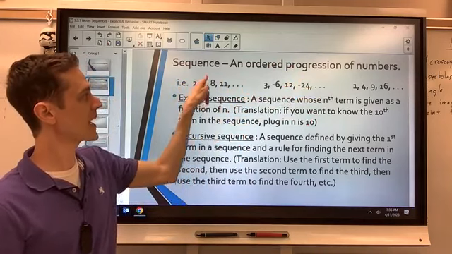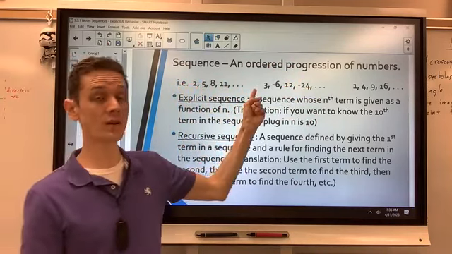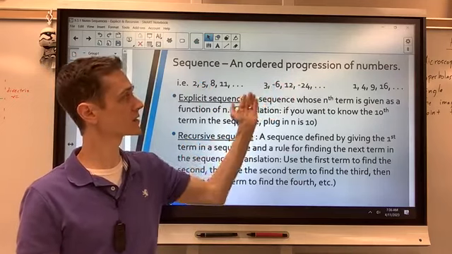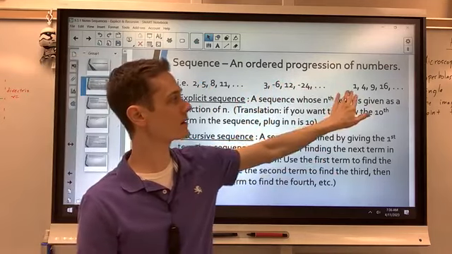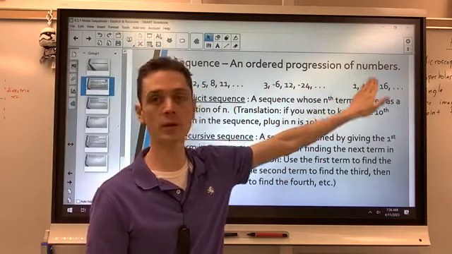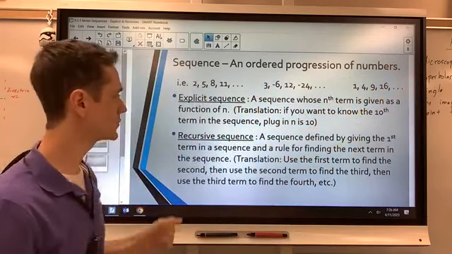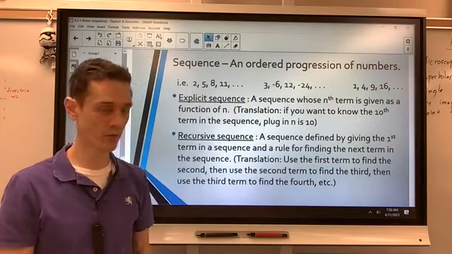For example, it might be an adding pattern, adding 3 every time. Or you could have something where you're multiplying by a number over and over again, in this case, -2. Or it might be a pattern dealing with exponents. So 1 squared, 2 squared, 3 squared, 4 squared. So we have two different types of sequences that we usually focus on.